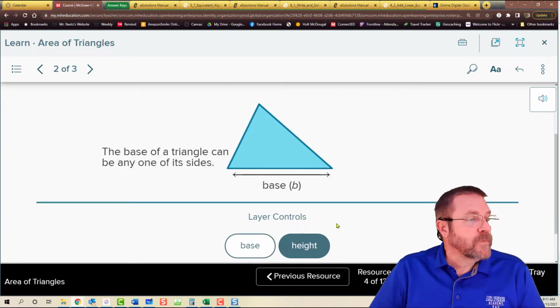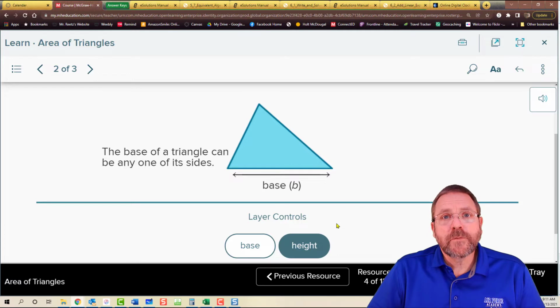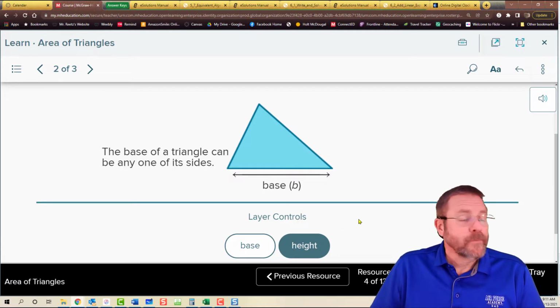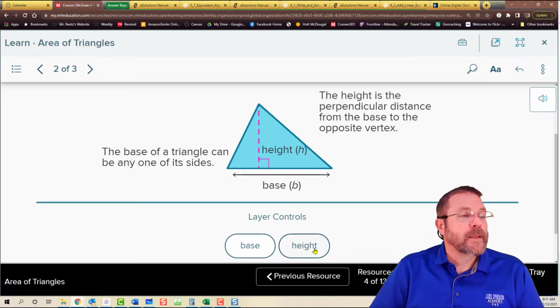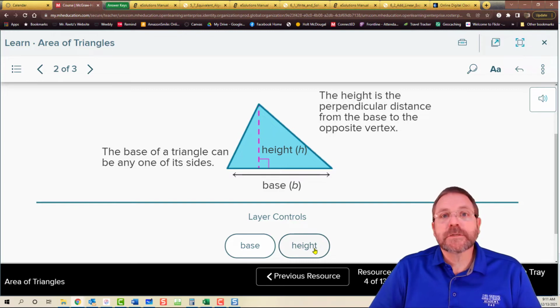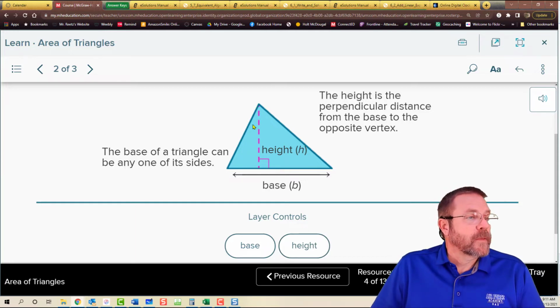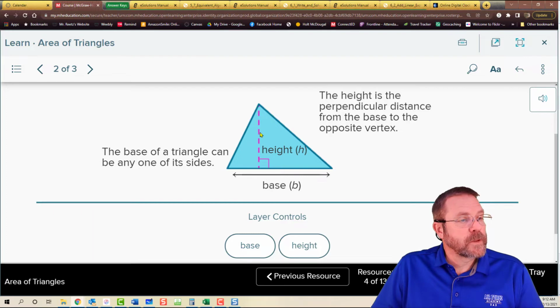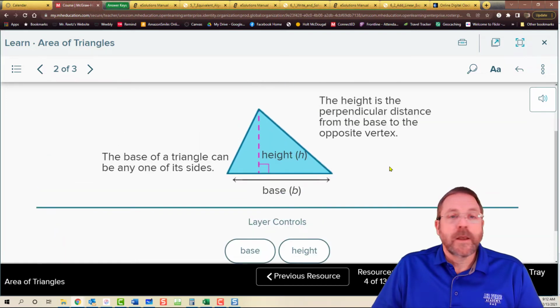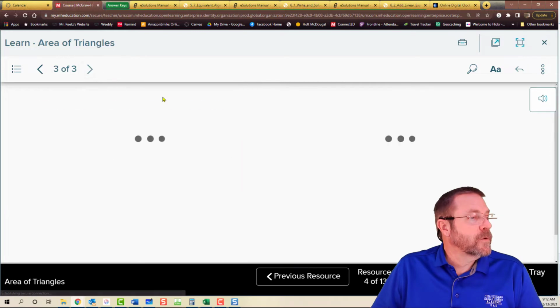The base of a triangle can be any one of its sides, doesn't matter, and then the height is going to be the perpendicular distance from the base to the opposite vertex. That's all there is to it. So if you were to pick this one over here as your base, then the height would be the distance from this line to that vertex. If you pick this as your base here, the height would be the distance from that line to that vertex. Easy math. Anybody can do this stuff.